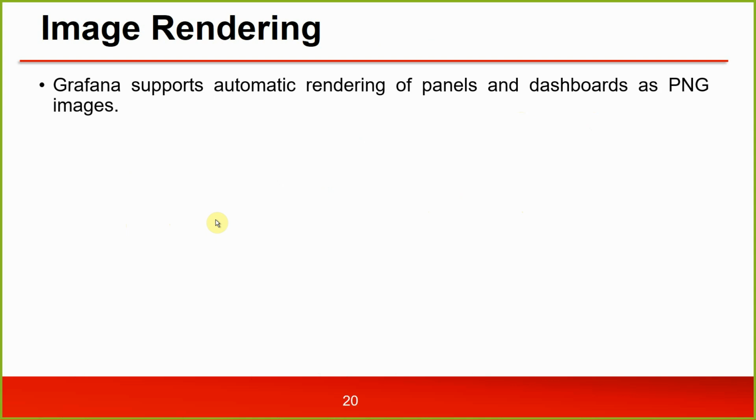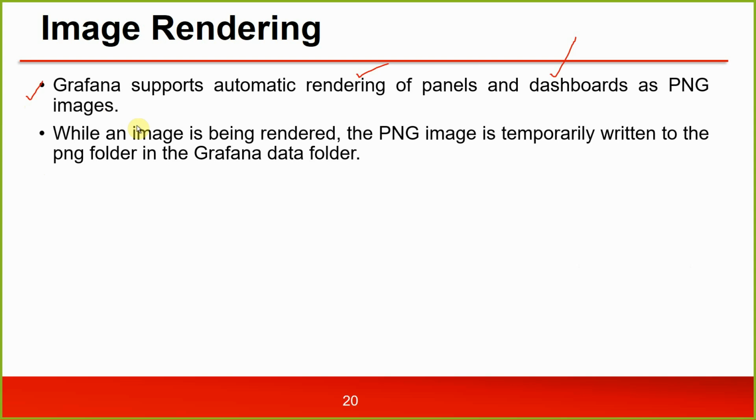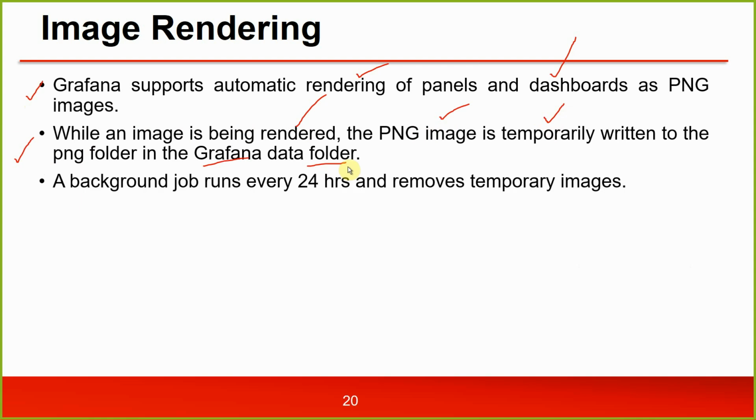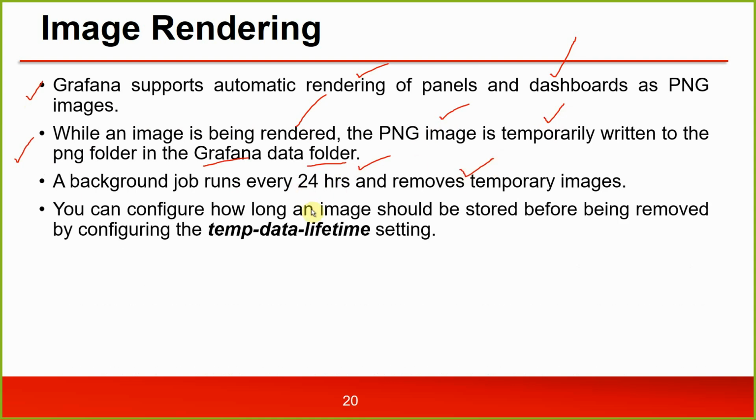Image rendering. Grafana supports automatic rendering of panels and dashboards as PNG images. While an image is being rendered, the PNG image is temporarily stored in the png folder in the Grafana data folder. A background job runs every 24 hours and removes temporary images. You can configure how long an image should be stored before being removed by configuring the temp data lifetime setting.